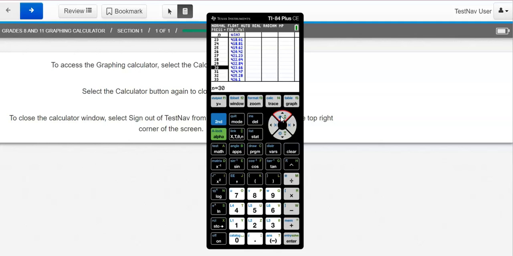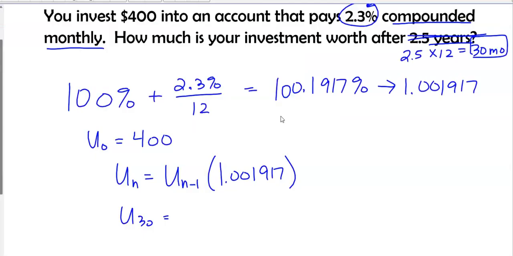And wow, we didn't make much money. We made $23.66. So there it is. After 30 months, $423.66. So we started with 400. 30 months later, 2.5 years later, we have $23.66 more than what we started with.